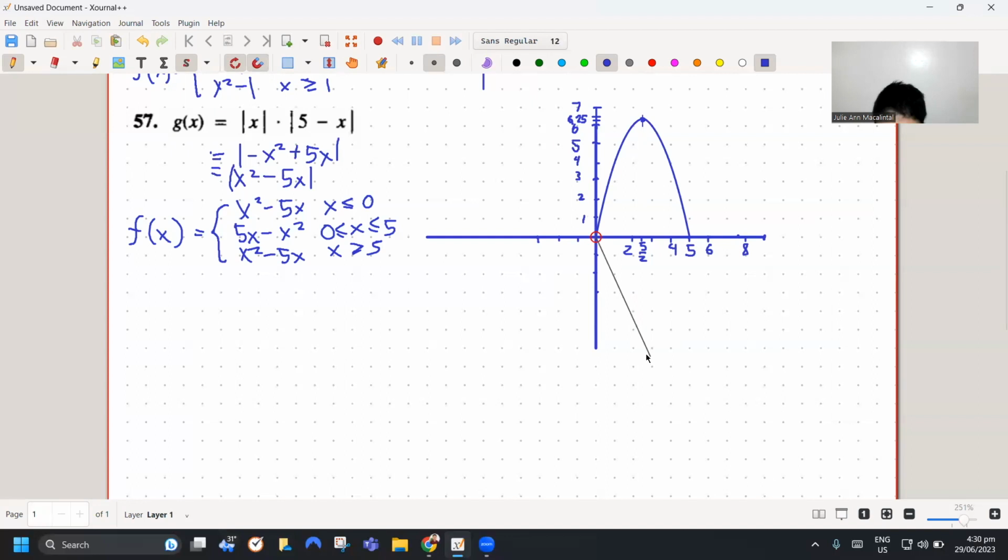One, two, three. When X is negative 3, ano yung value? Kasi negative 3 at saka negative 8, di ba? Negative 3. Dito.